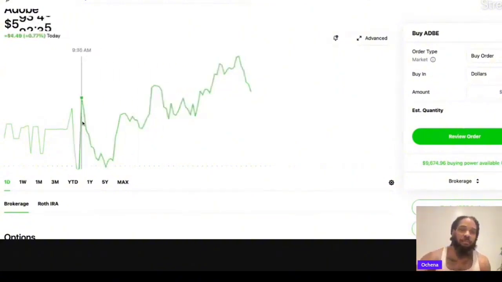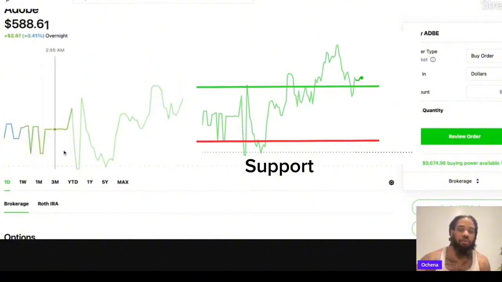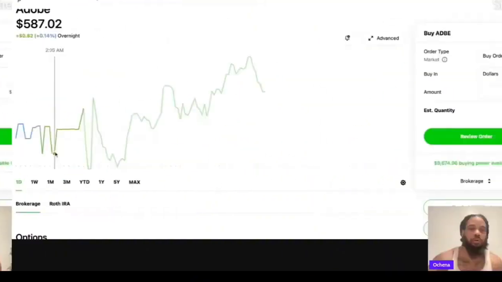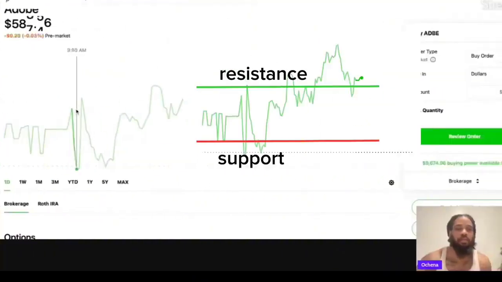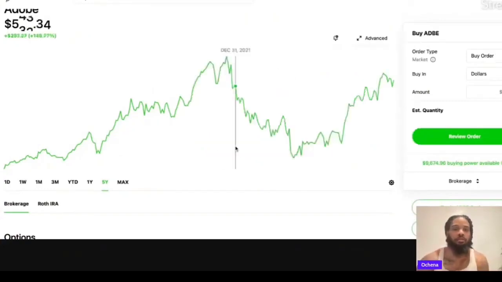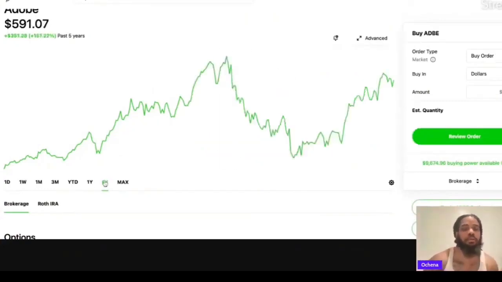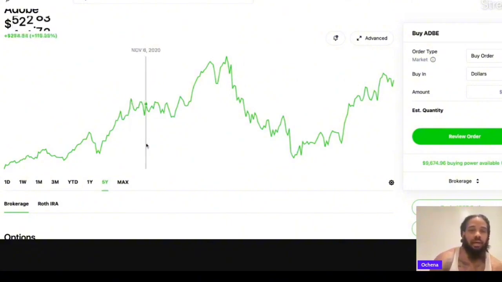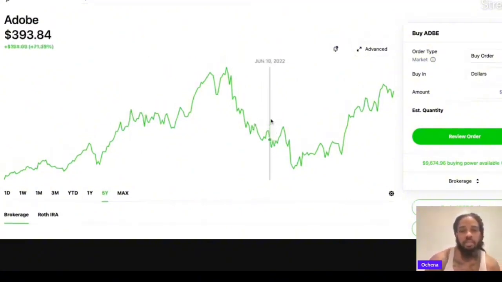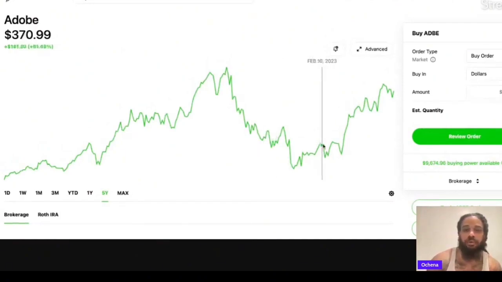And then for our support line, we're going to find a lower part of the stock. For example, say here, you're going to draw a support line down here. We want to have a support line and a resistance line. What I did to determine where I want to get in, I went to this 5-year chart right here. At the time when I was buying the Adobe option, I pretty much came to February.